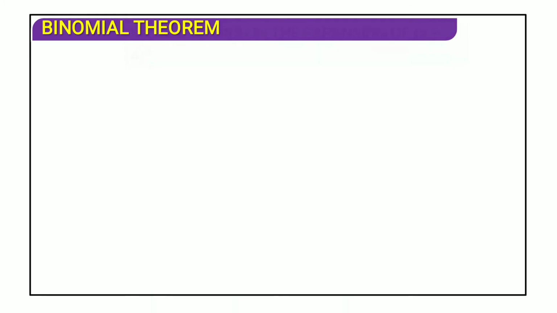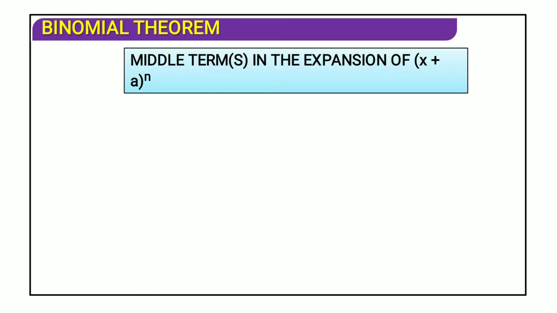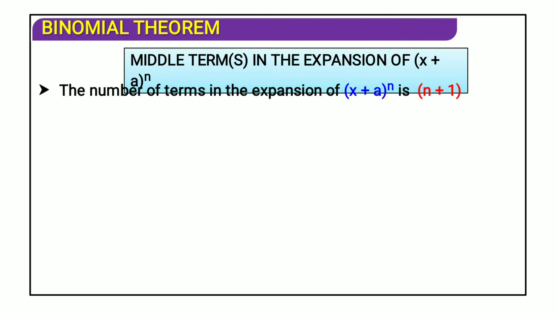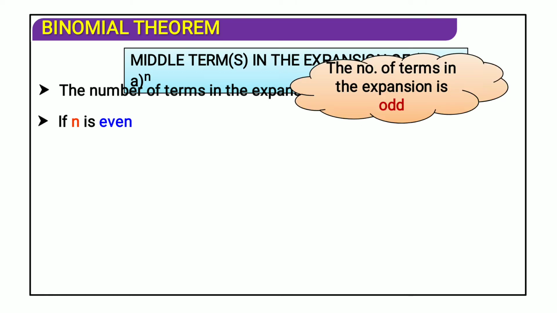See, the middle term or terms in the expansion of (x + a)^n. We are going to study the middle term in the expansion. The number of terms in the expansion (x + a)^n is n + 1. If n is even, then the number of terms is odd.